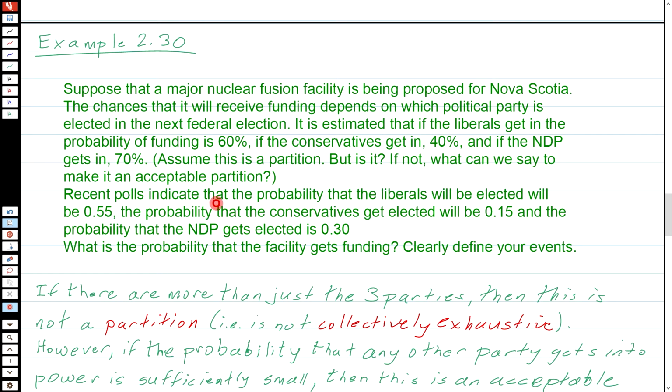Okay, so let's suppose that we've conducted a poll and we've evaluated the probability that the 3 parties will be elected. The probability the Liberals will be elected is 55%, the probability the Conservatives are elected is 15%, and the probability that the NDP gets elected is 30%. Then what is the probability that the facility gets funding? This is the sort of exercise that you would go through, because if this probability is small, you may not want to bother spending a couple of million dollars on a project proposal to submit. It may not be worth spending the money on the proposal.